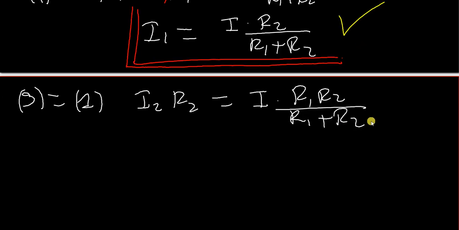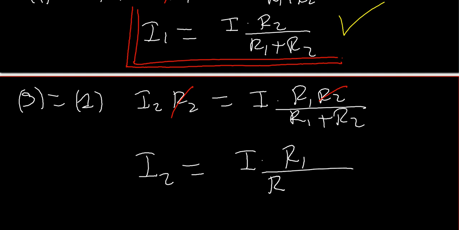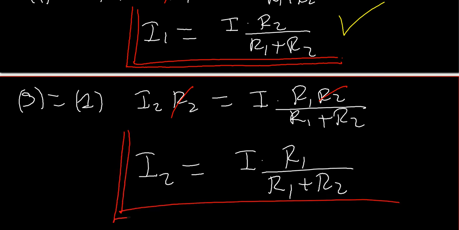When you reach here now, we discover that you have the same term R2 here. You can cancel the term R2 and obtain directly I2, which is equal to I R1 over R1 plus R2. And the formula has been proved.